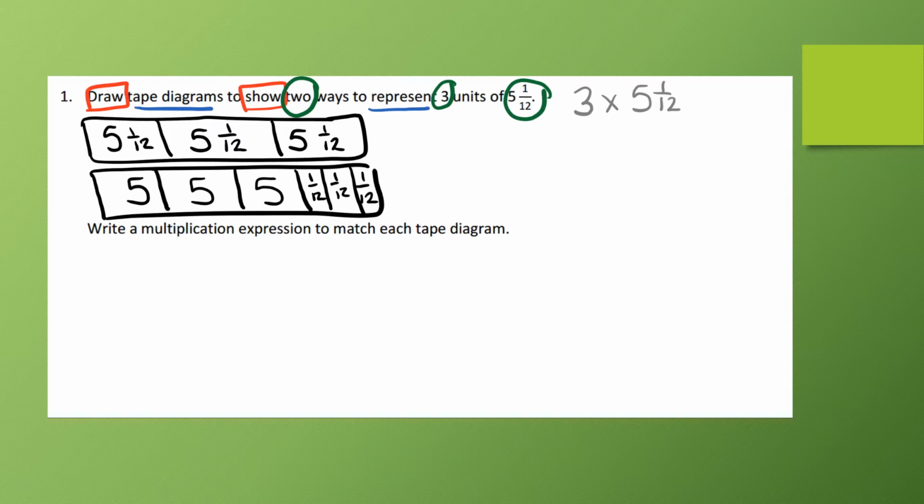So the next part of this problem asks us to write a multiplication expression to match the tape diagram. So, to match each tape diagram. Ooh, that's important.